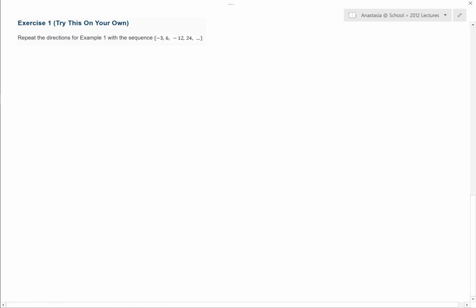So just to recall, example 1 said to find a formula for the general term a sub n of the sequence. So we need to find a sub n. And then it also said, using this formula, calculate what the 8th term of the sequence is. So we need to find a sub 8. That is assuming, of course, that we start with a sub 1.